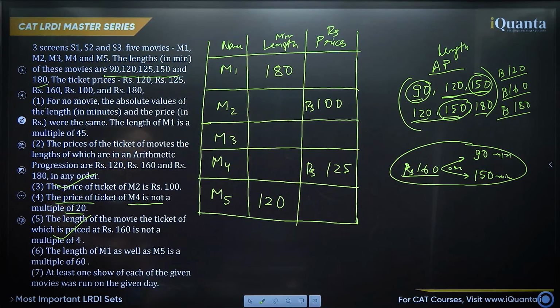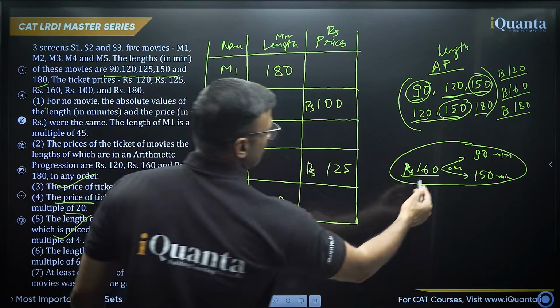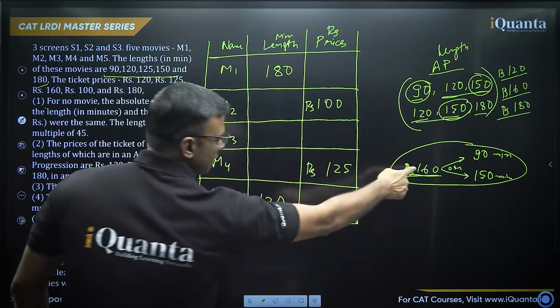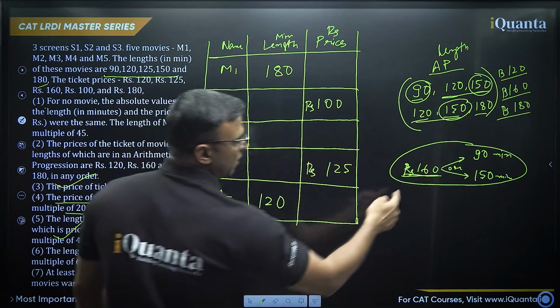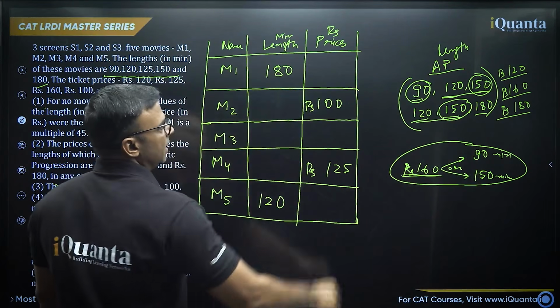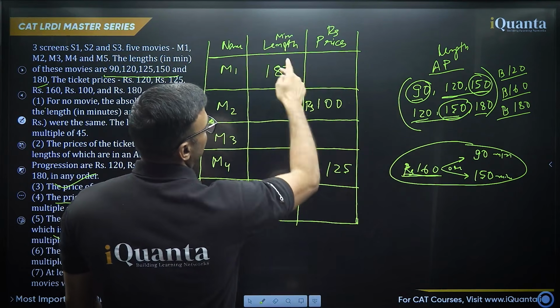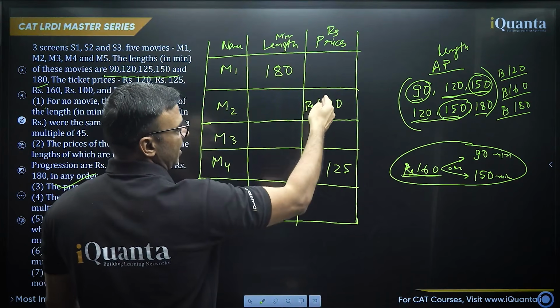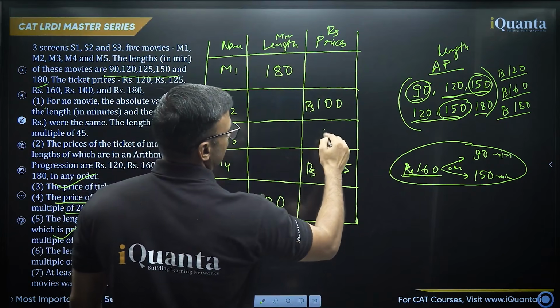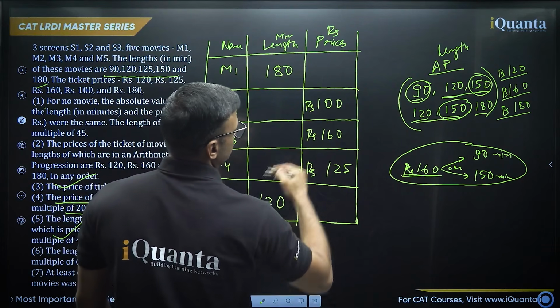Wow, that's great. Now you see, where would I put 160 rupees? Can I put 160 rupees here with 120 minutes? No, it has to be either 90 or 150 minutes. Can I put 160 rupees here? No, because it has to be either 90 or 150. It cannot be with 180. Here, this is already occupied. So the only option left for 160 rupees is this much.